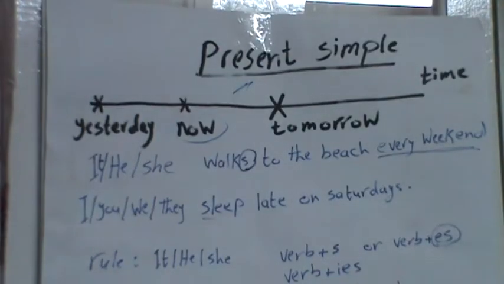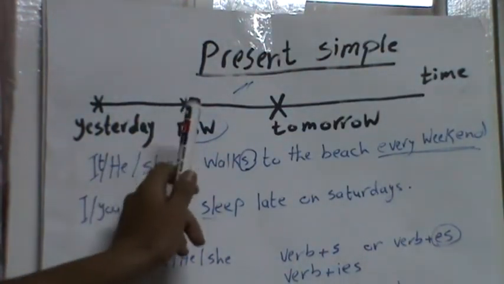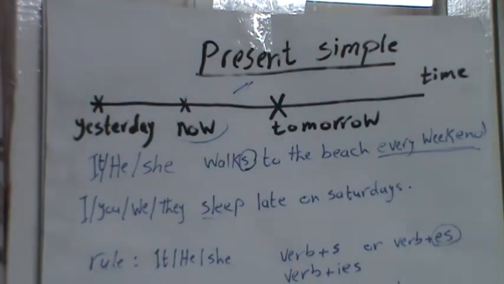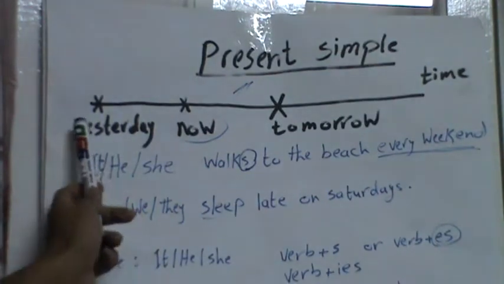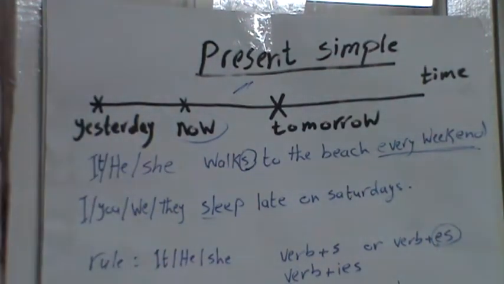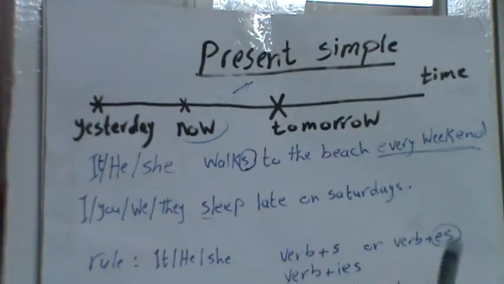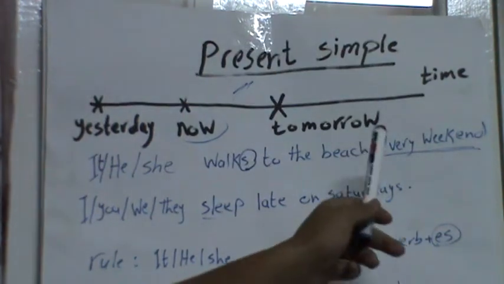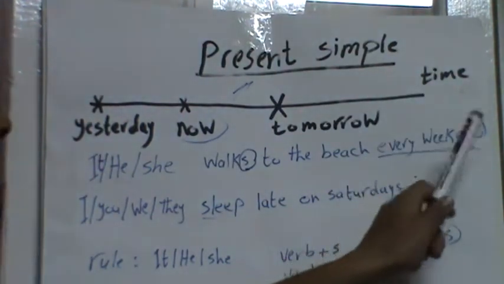Let's start with our first grammar lesson, which is present simple. When you want to express something that happens now or that you used to do, we express it in the present simple. And when you want to discuss something that happened in the past, we will discuss it in past simple. Our first example is: she walks to the beach every weekend. Here we have a keyword, which is every weekend.